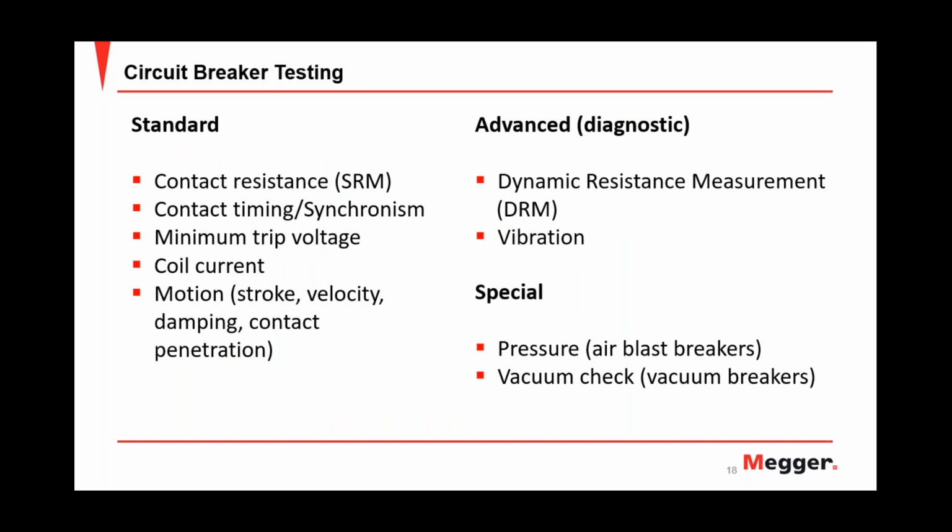As a result, a number of test procedures, from very basic to extremely comprehensive, were developed and are available. And we try to separate these into three main groups. Let's say a standard group, which are recommended to be performed for all types of circuit breakers. An advanced group, I like to say, will give you diagnostic capabilities to look further into the condition of your circuit breakers. And the special group, which are constructive type dependent. For example, pressure monitoring during the test for air blast breakers, vacuum check for vacuum breakers.